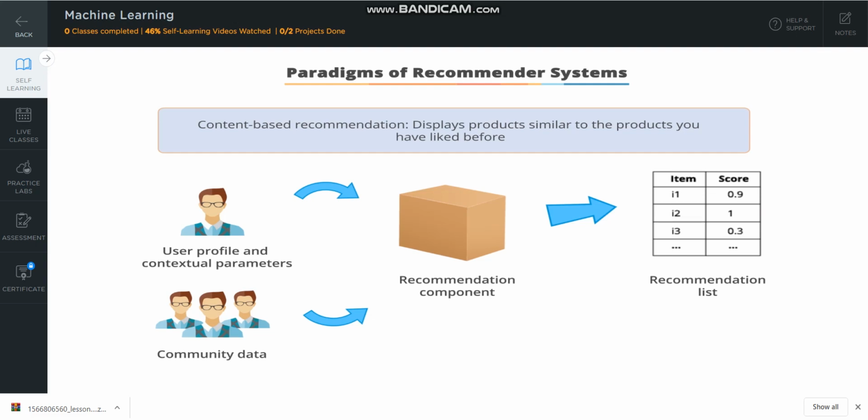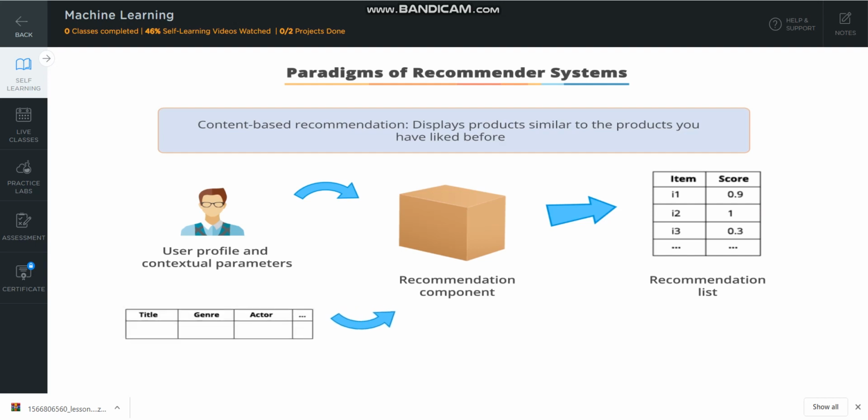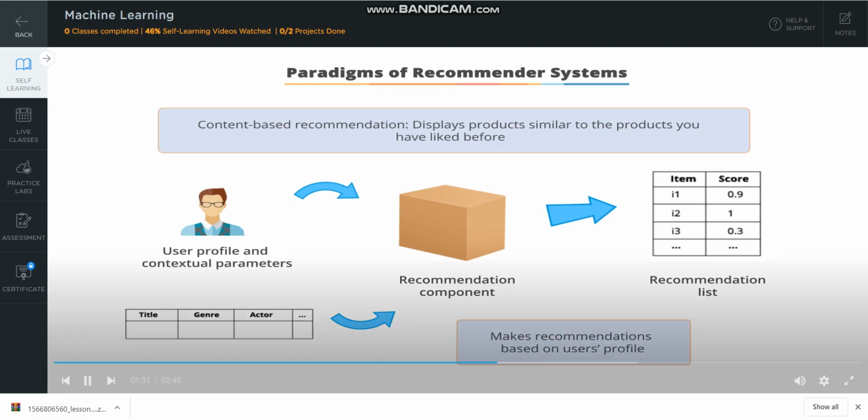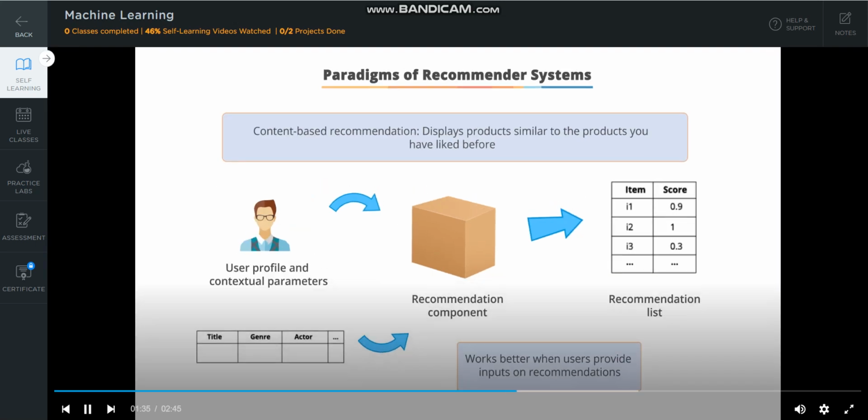A content-based recommender works with data provided by the user, either explicitly, through rating, or implicitly by clicking on a link. Based on the data provided by the user, it generates a user profile. Suggestions are given to the user based on this. The recommendation engine becomes more and more accurate as the user provides more inputs or takes action on the recommendations.